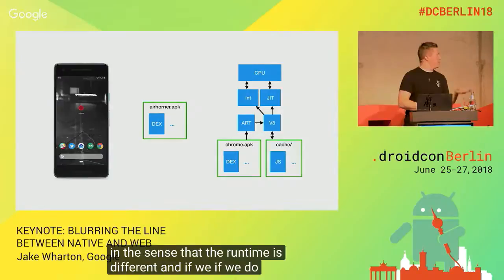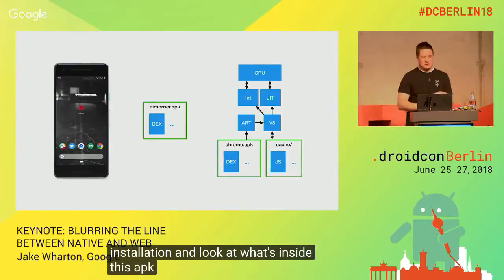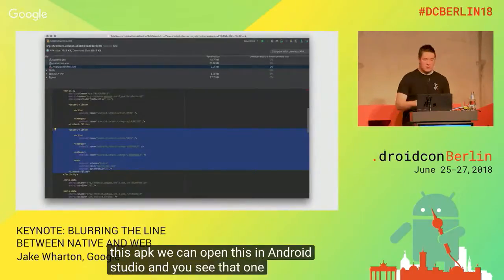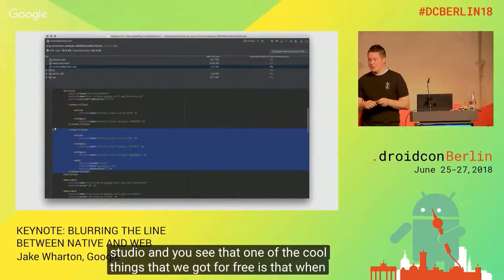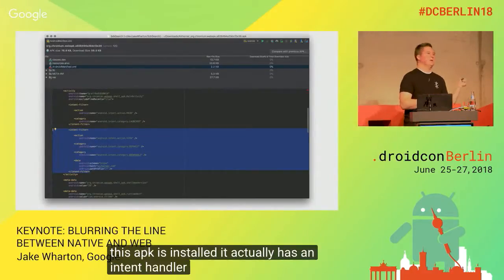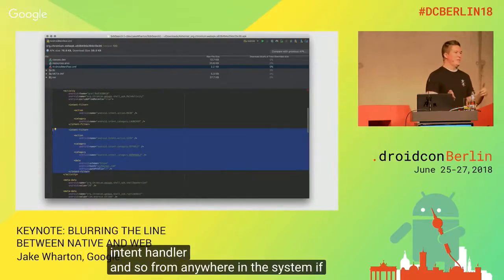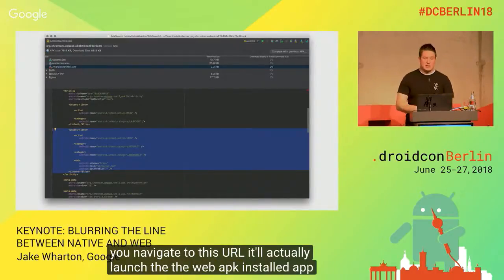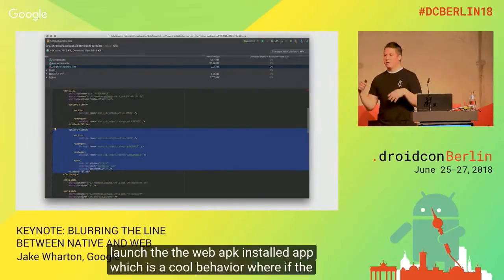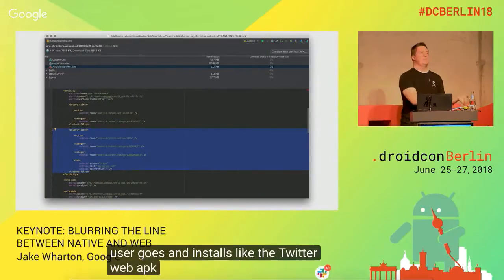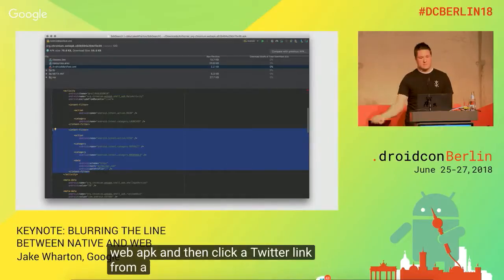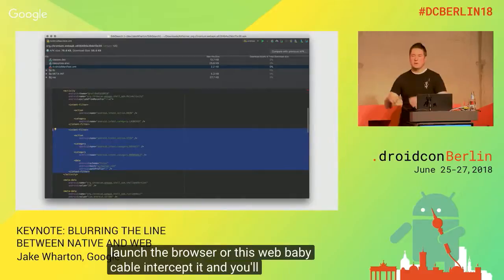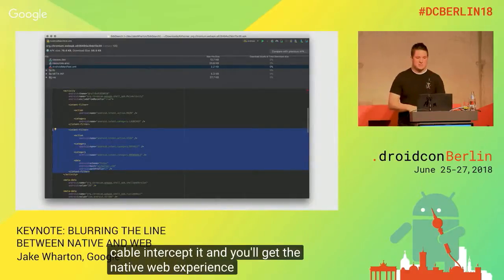And if we do this installation and look at what's inside this APK, we can open this in Android Studio, and you see that one of the cool things that we got for free is that when this APK is installed, it actually has an intent handler. And so from anywhere in the system, if you navigate to this URL, it'll actually launch the web APK installed app, which is a cool behavior where if the user goes and installs like the Twitter web APK and then clicks a Twitter link from a chat app, it won't launch the browser. This web APK will intercept it, and you'll get the native web experience.